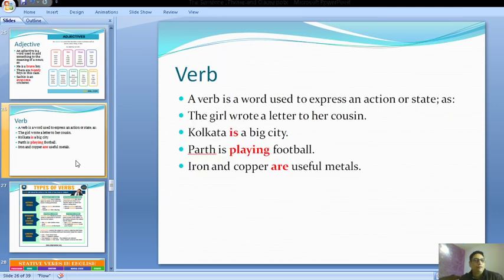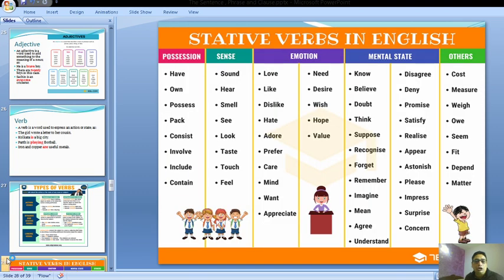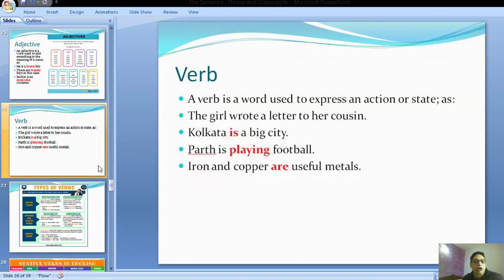Let's come to the next word. Verb. Verbs, you all know, are action words. So whatever denotes an action, it is a verb. I will not elaborate it right now because verbs you have learned since class 1 or 2, right? So Path is playing football, playing is a verb. Kolkata is a big city, is a verb, because it's not only about action words, it's also about possession, sense, emotion, mental state, and others. So these are called static verbs. We will come to the types of verbs later on, but whenever we describe a particular state, particular condition, that condition is also a verb.